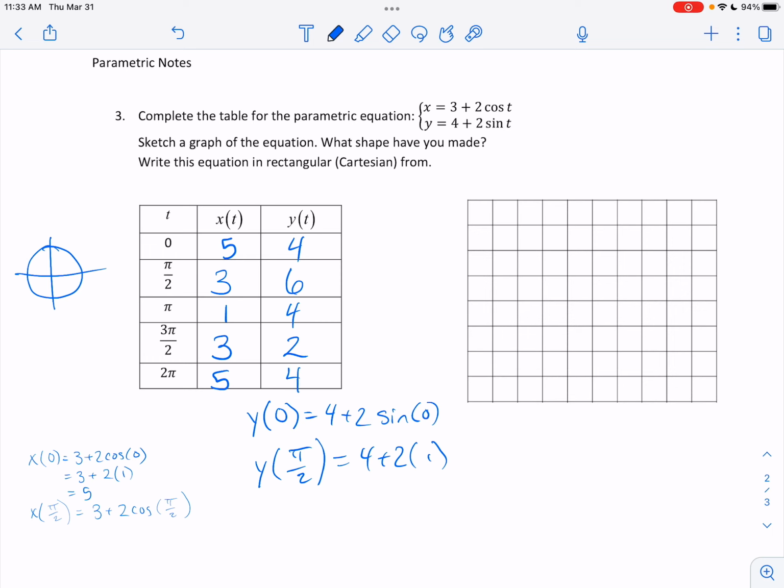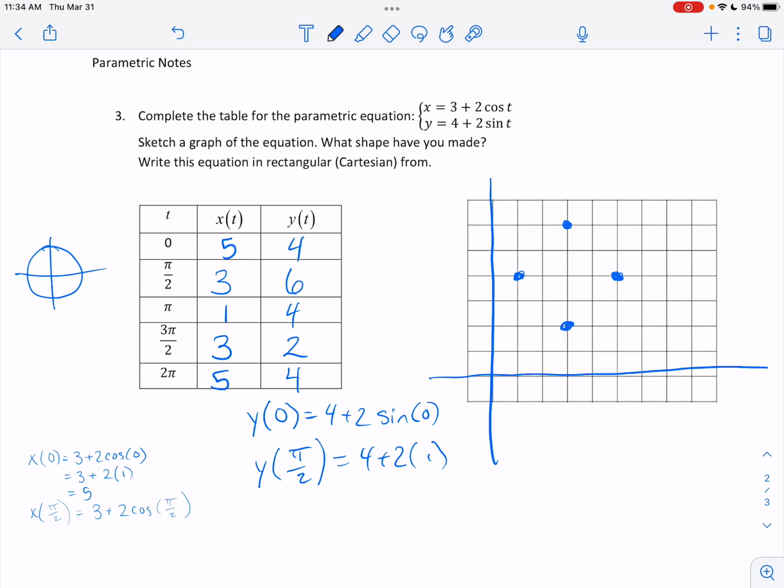Okay, so now I'm looking at these values, and I notice they're all positive, and I need a y value as big as 6 and an x value as big as 5. Let's see if it was a good idea to draw my axis here. So I need to plot the point 5, 4. Then I need the point 3, 6. Then I need the point 1, 4. I need the point 3, 2. And I need the point 5, 4, which I already have.